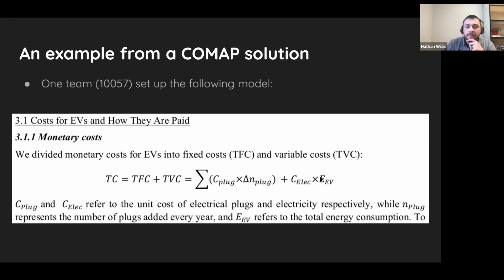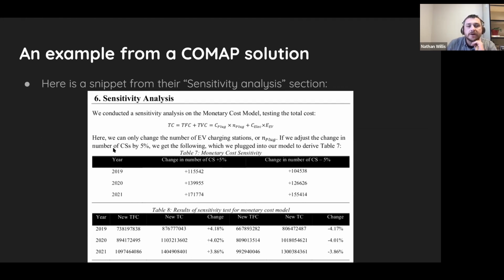Right, and then the variable cost is the cost of electricity and how much electricity is used, sorry. So that is their model. And then for their sensitivity analysis, what they do is they say that they can only change the number of EV charging stations, or in plug. If we adjust the change in number of charging stations by 5%, here's what happens. So they have this nice table that summarizes the result.